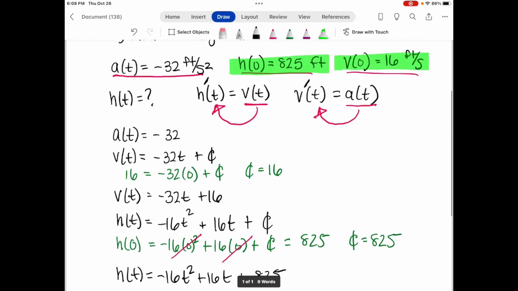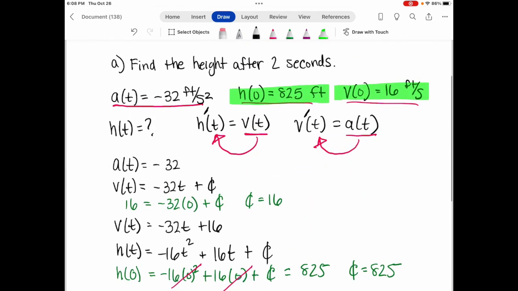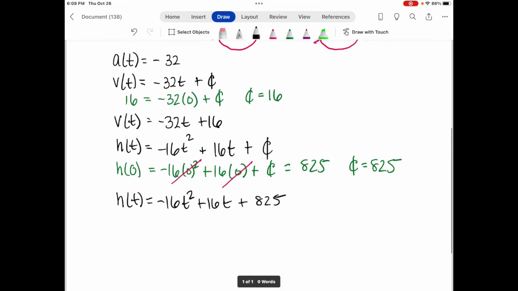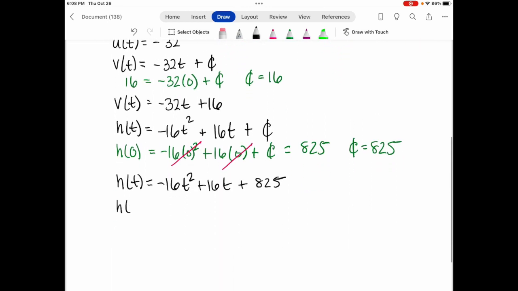So now if we go back and think about what the question was asking us, it says find the height after 2 seconds. So I'm going to plug in 2 for t. So I have negative 16 times 2 squared plus 16 times 2 plus 825. And when I work that out, I'm going to get that my height is 793 feet.